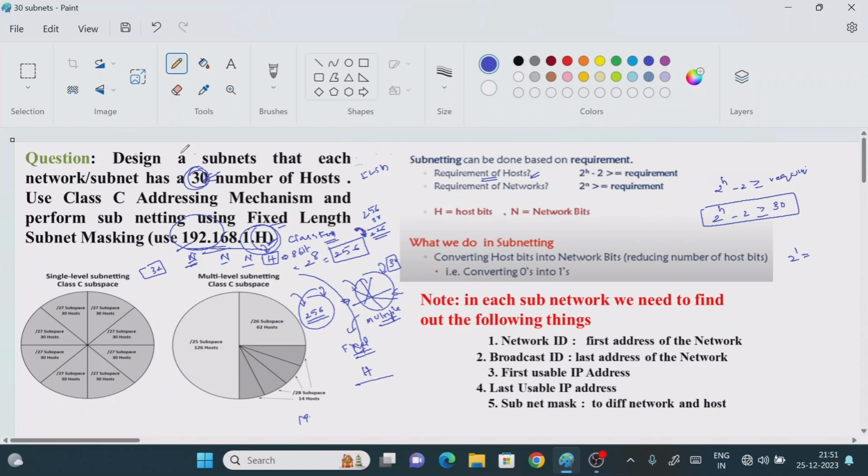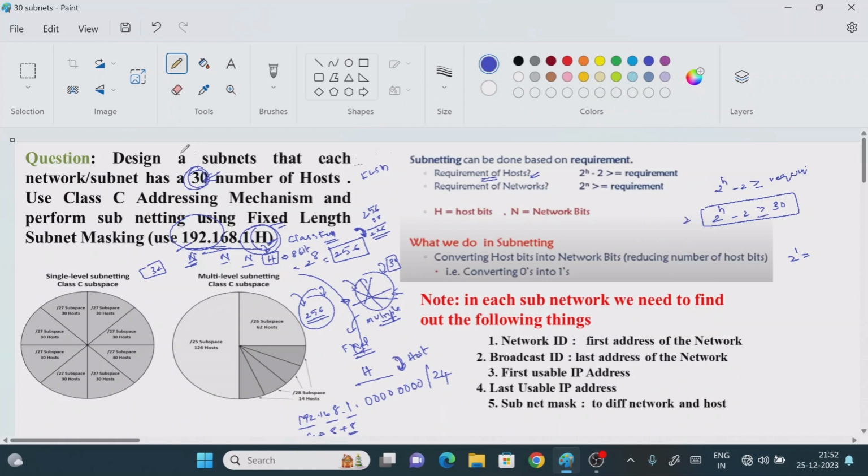Let it be 192.168.1, where the host bits will be replaced by the 8-bit value. The CIDR notation is /24. Why /24? Network portion, network portion, network portion: 8 plus 8 plus 8 is 24. If a bit value is 1, we consider it part of the network portion. If it is 0, it is considered the host portion of the subnet mask.